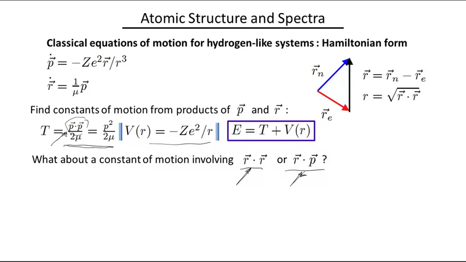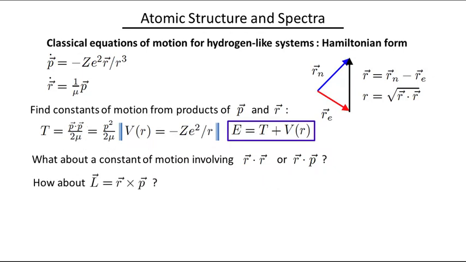So how do we proceed in some systematic fashion? Well, there are three possible scalar products of the vectors R and P, and then there's one vector product, because R cross R is 0, as is P cross P.